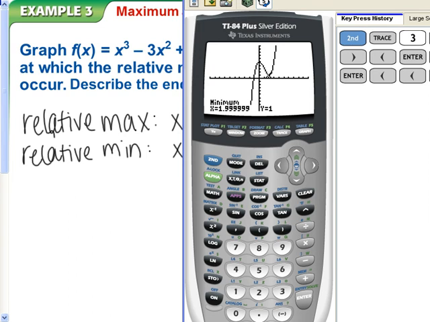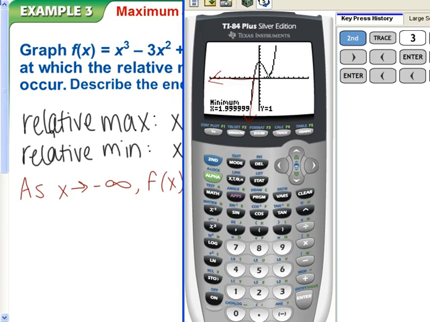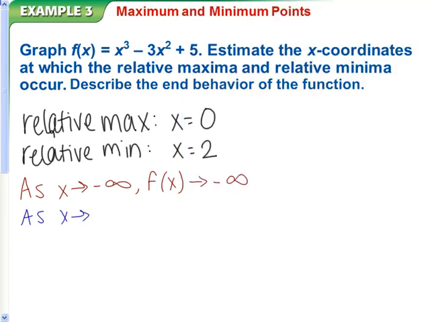For the end behavior, we say as x goes to negative infinity, what's the function doing? It's going down. So as x goes to negative infinity, f of x on the left side is going to negative infinity as well. It's going down. And then we look at the right side. As x is going to positive infinity, our graph continues to go up. So as x goes to positive infinity, f of x goes to positive infinity also.